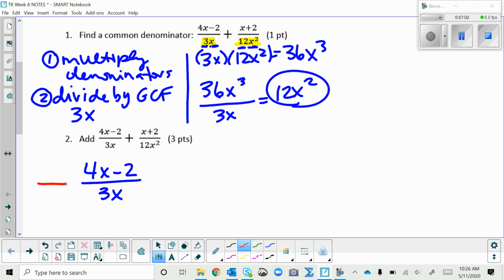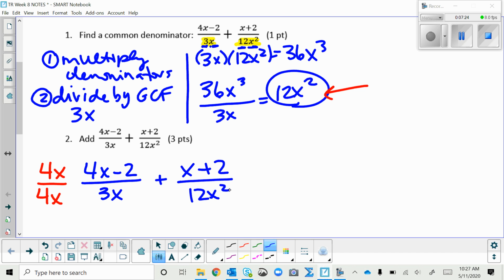All right. So 3x times what would give you 12x squared? It's 4x, right? And you need to multiply that by top and bottom. And then plus, now we've got the second fraction. What do we need to multiply the bottom by? Nothing, right? It's already 12x squared. You could technically multiply the top and bottom by 1. It's not going to change anything, right?